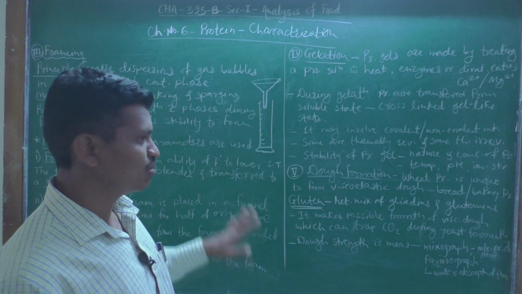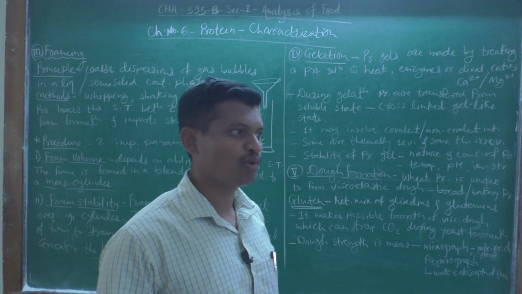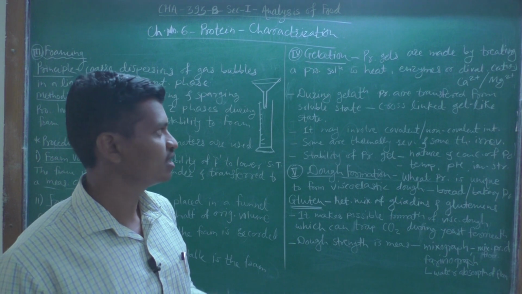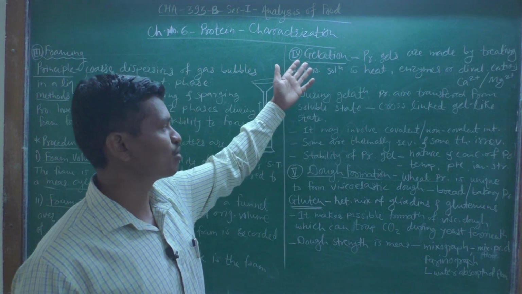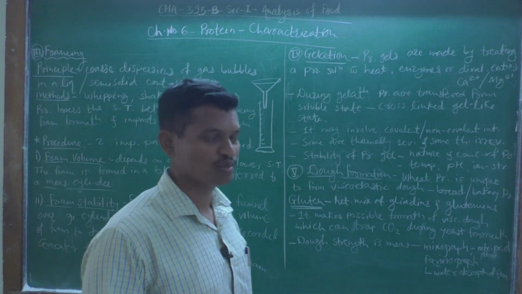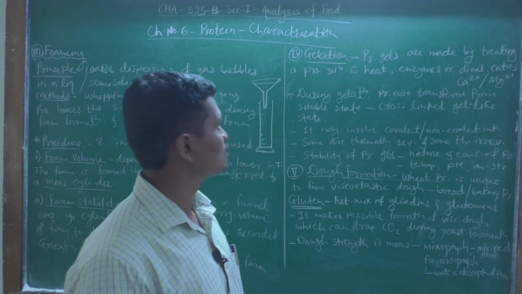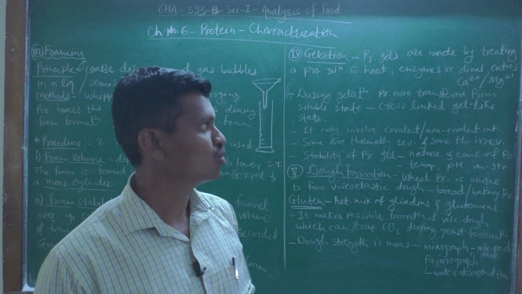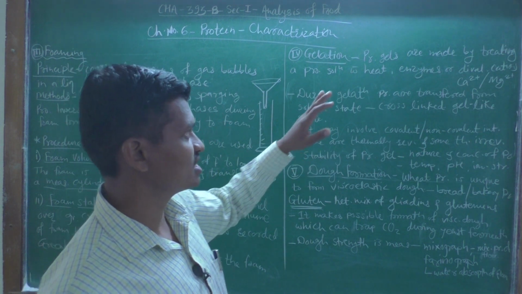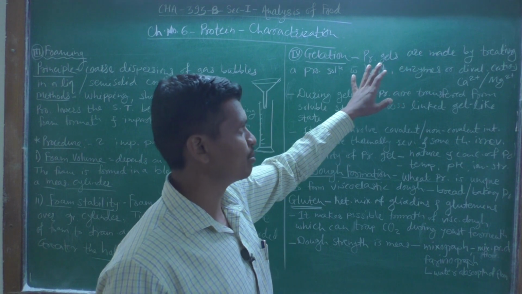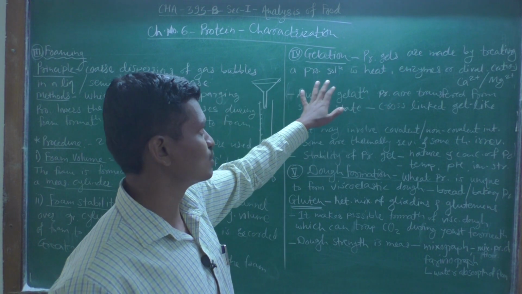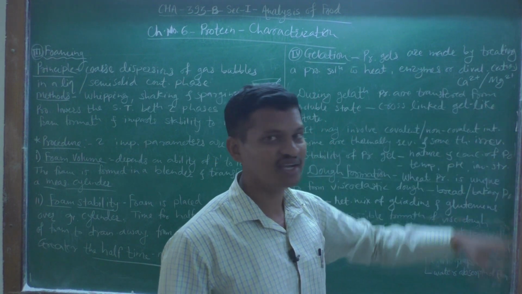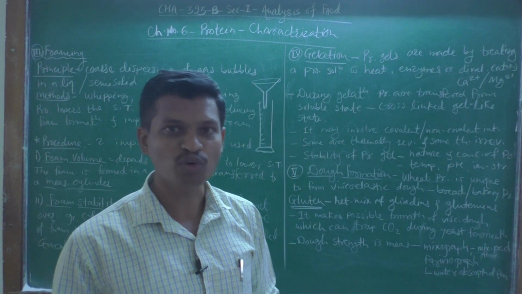So here the three important protein functional properties are over. Then the two subsidiary properties that we have to see here are gelation and dough formation. So what is gelation? Gelation is nothing but gel formation. Protein gels are formed, or made, by treating a protein solution with heat, enzymes or divalent cations. So how are protein gels formed?